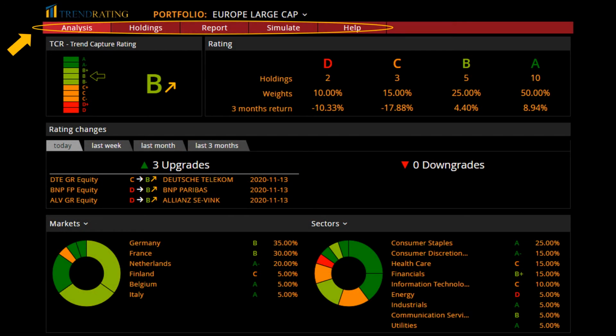Start the app by uploading your portfolios and your baskets. Make a selection and start the analysis. At the top are the key tabs enabling the analysis of portfolios. The rating of all the holdings. The simulation of potential switches in the portfolio to maximize the exposure to bull trends. The export of the list of investment ideas. And the help page.